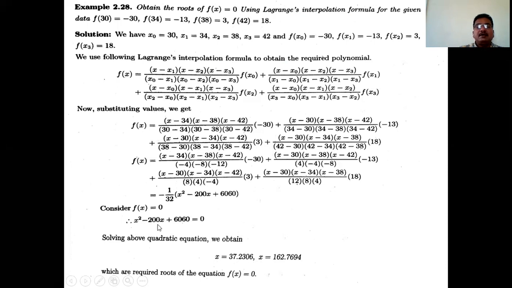What is the formula? x is equal to minus b plus or minus root of b square minus 4ac, divided by 2a. So we have two answers. By taking the plus sign, we have this answer. By taking the minus sign, we have this answer. And these are the roots of the required equation f of x is equal to 0.